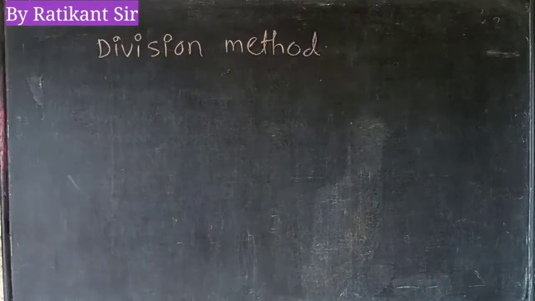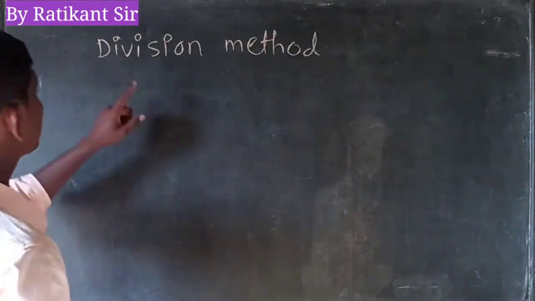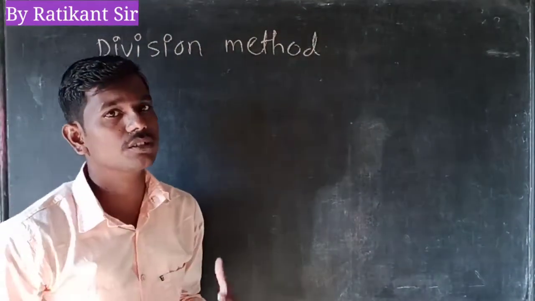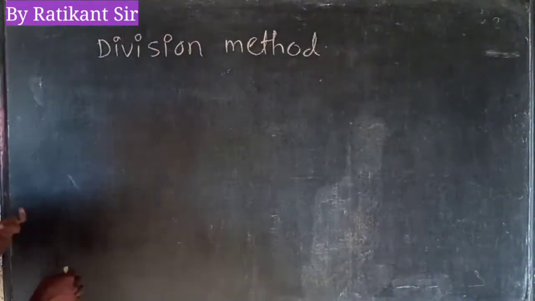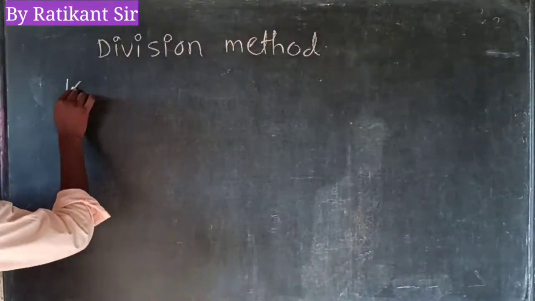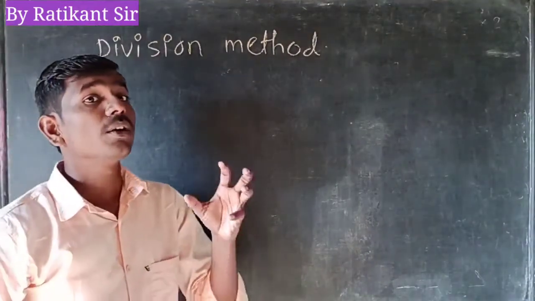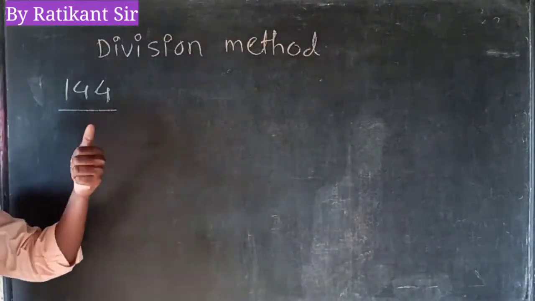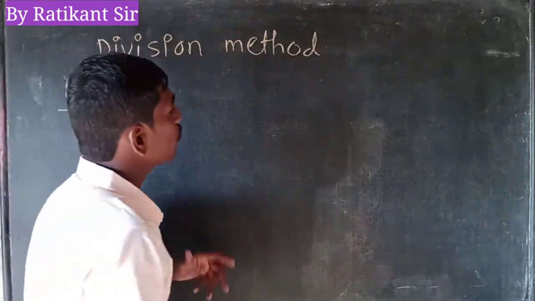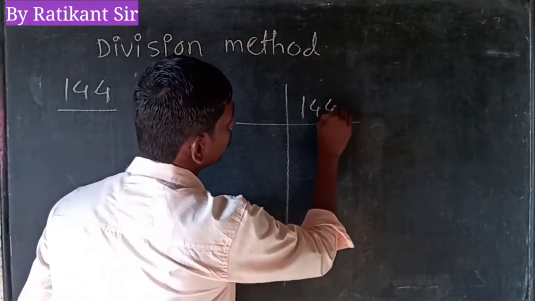The next method for prime factorization is the division method. And what is the division method? So I want the factors of 144. Suppose I want the factors for 144, which means 144 is the number. I want the factors of 144. So I have to write in the division method like this. You have to write 144 here.